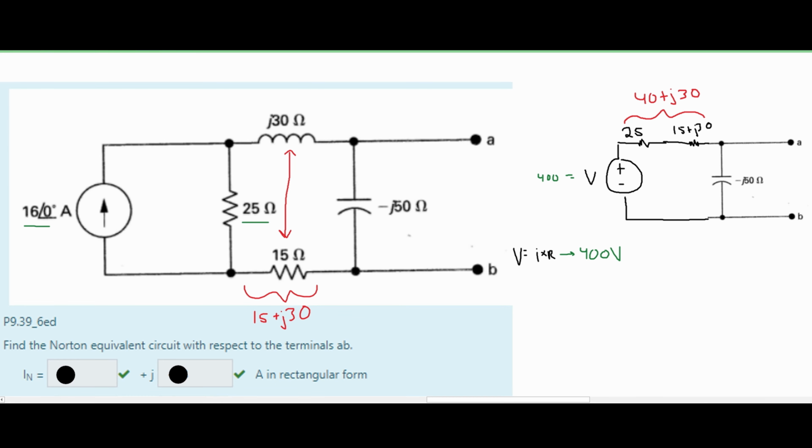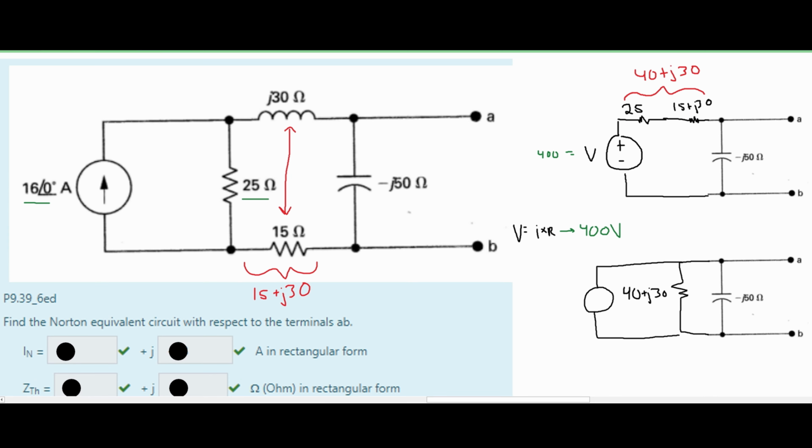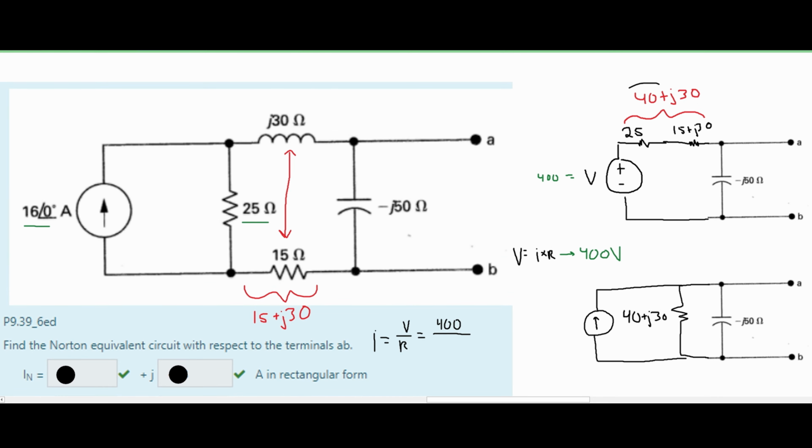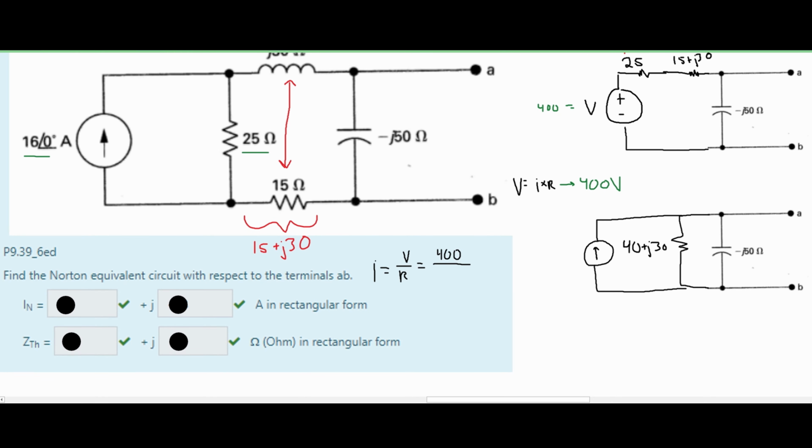And now we can rewrite this equation. Redrawing this, we are going to get this diagram. We are going to have our current back in here again. But to find our new current, we are going to have our I equal to voltage over resistance. And we know our voltage to be 400 volts. And our new resistance is this 40 plus j30. So we are going to plug this into here.